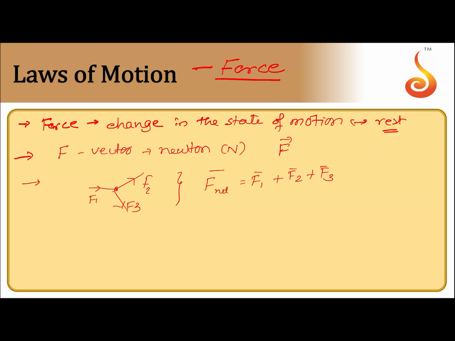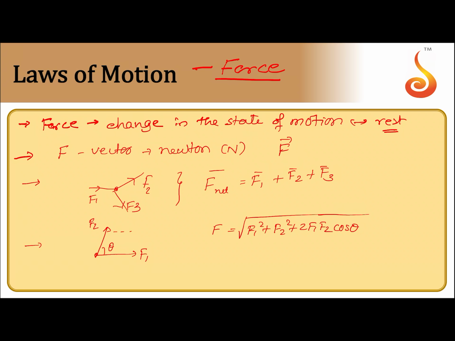Now, if there are two forces F1 and F2 acting at a point on an object, subtending an angle theta between them, then we know how to find out the resultant force. That's right. Law of parallelogram of vectors gives us this, and the resultant force is equal to square root of F1 square plus F2 square plus 2 F1 F2 cos theta, which is the magnitude of the resultant.